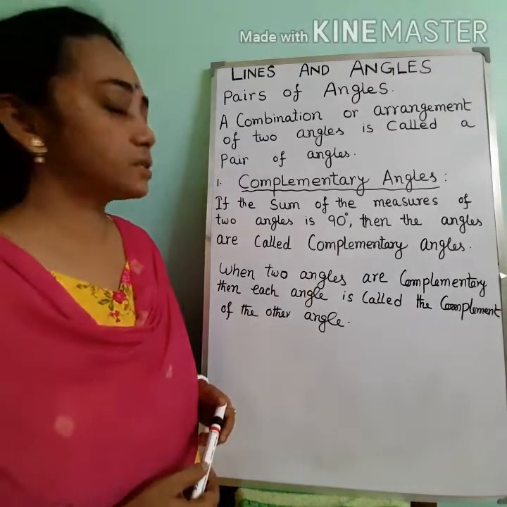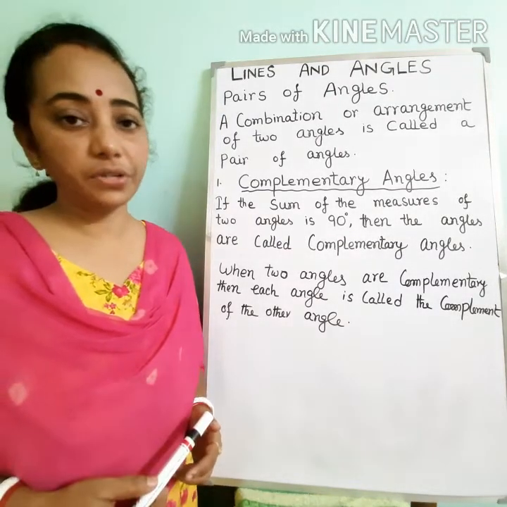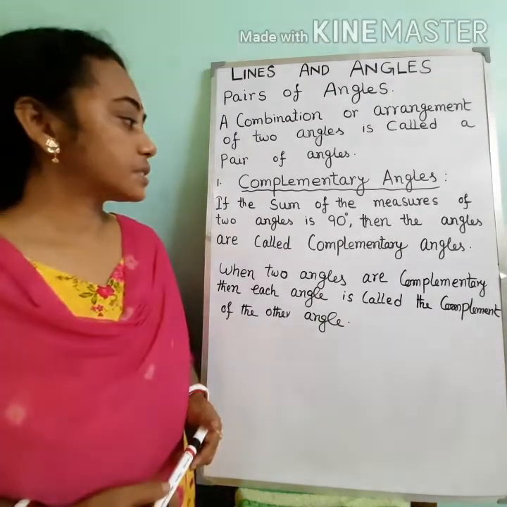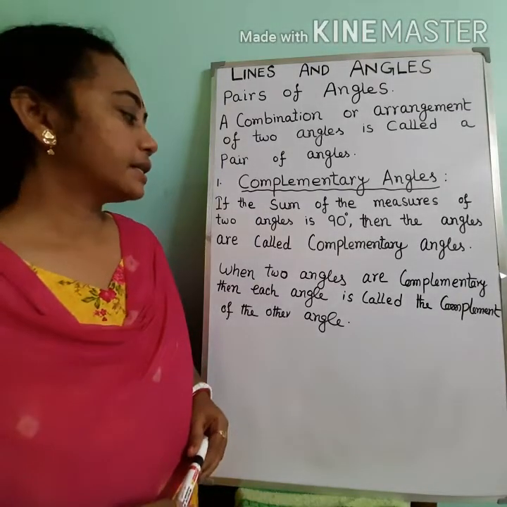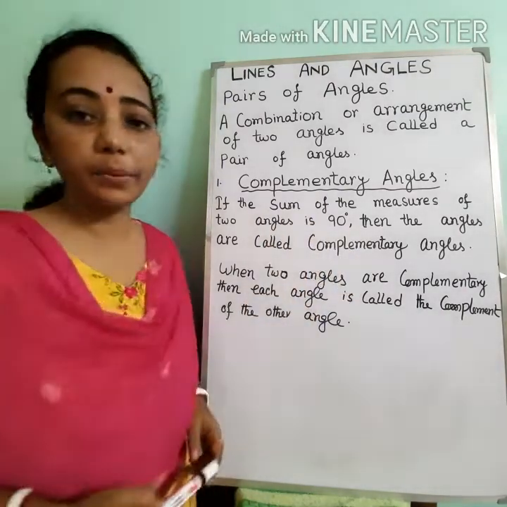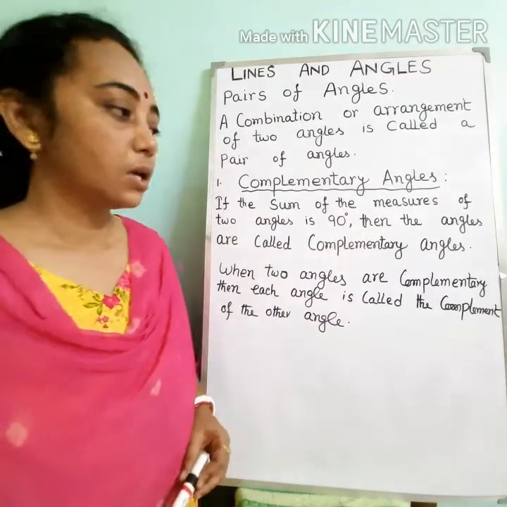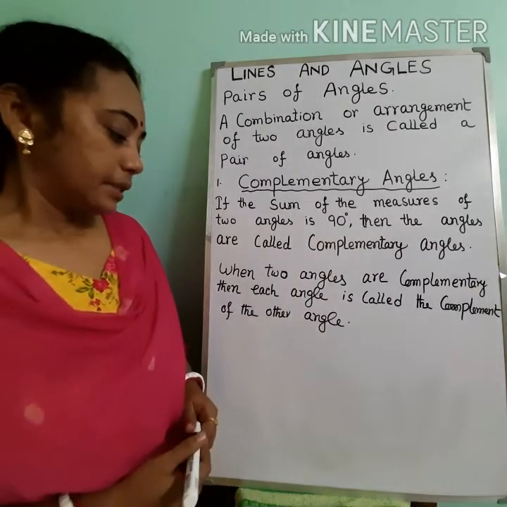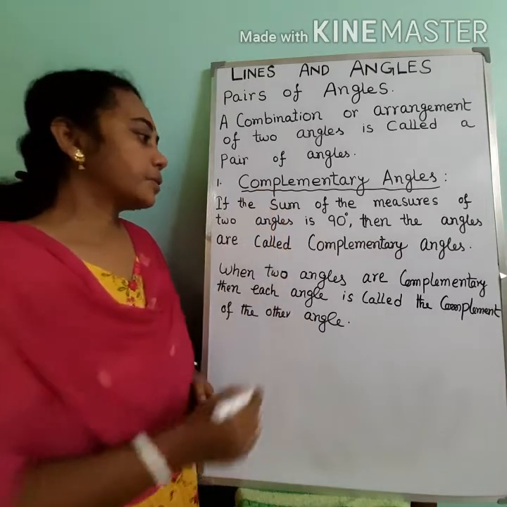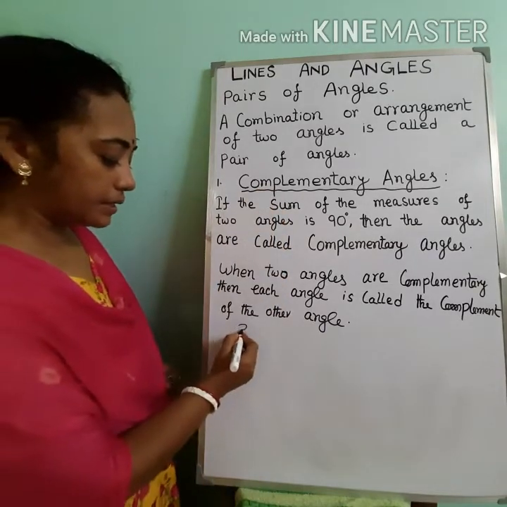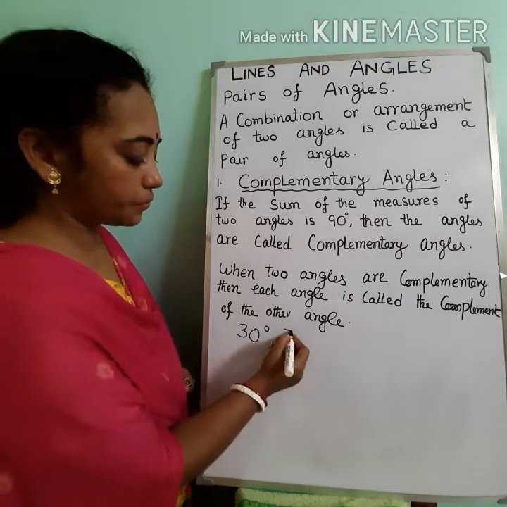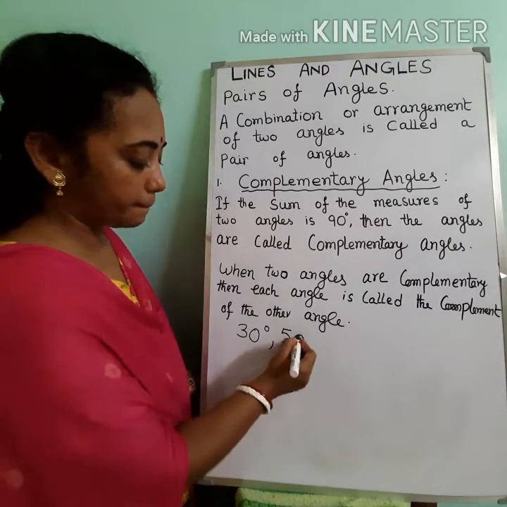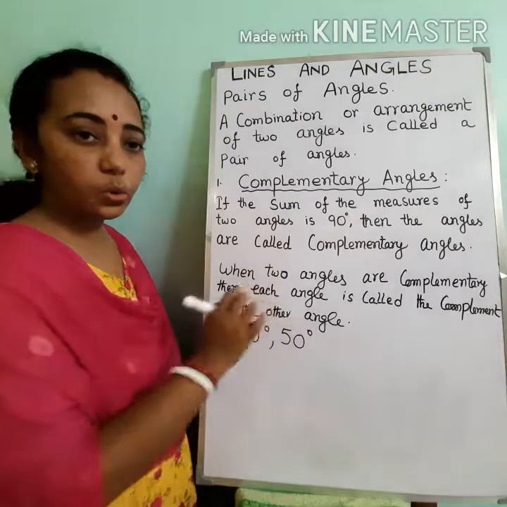So let us first discuss complementary angles. If the sum of the measures of two angles is 90 degree, then the angles are called complementary angles. So let us take some example. If I write 30 degree one angle and another angle, suppose 50 degree. So these are the two angles.